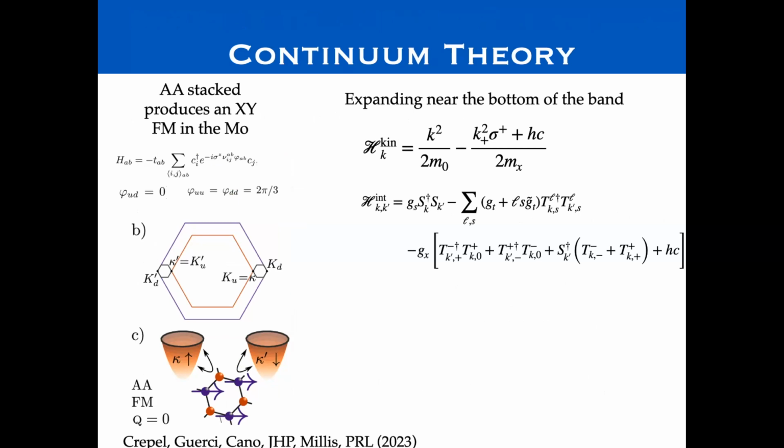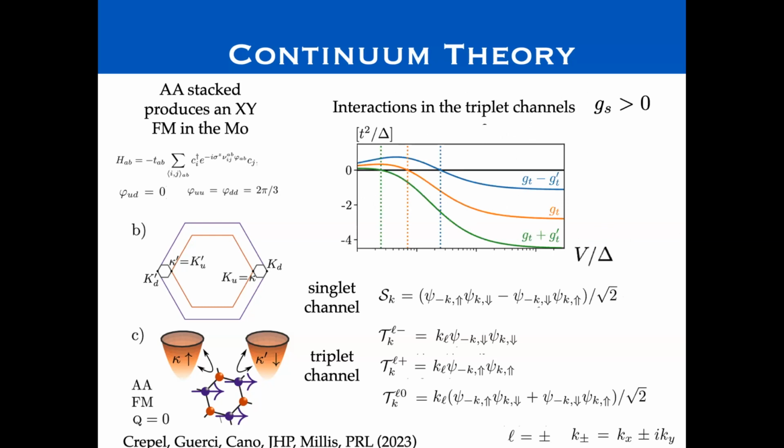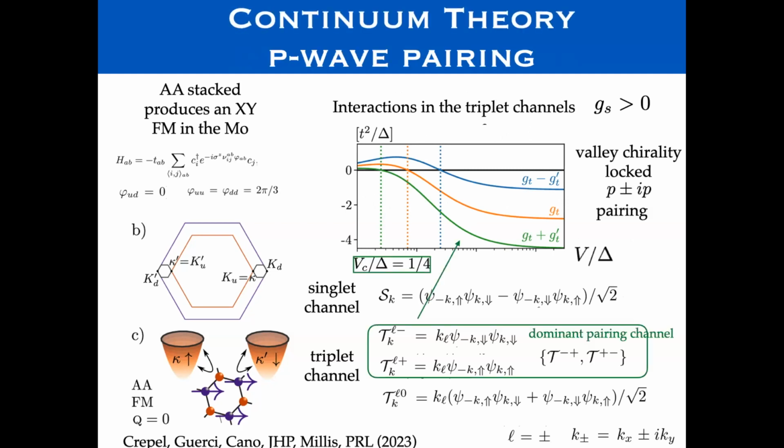You have the singlet and triplet channels, a lot of channels. But when you decompose it, you can see rather nicely that these scales all become negative, and this one is our dominant scale that wins, and it becomes negative even though all the interactions are repulsive. Okay. And in this triplet channel, you can now have pairing, and this is our dominant pairing channel.